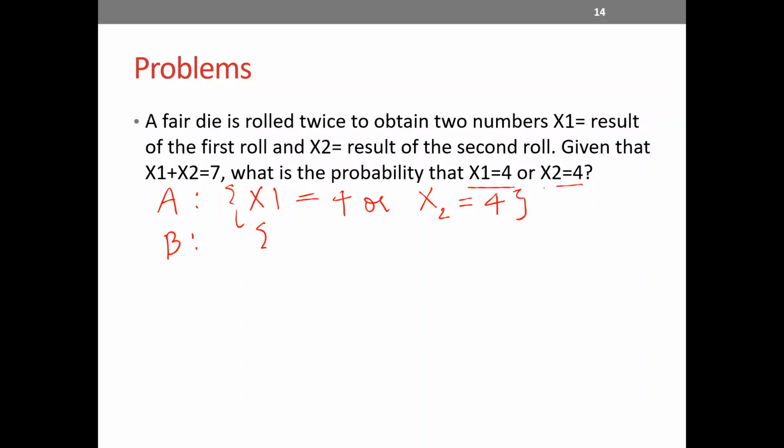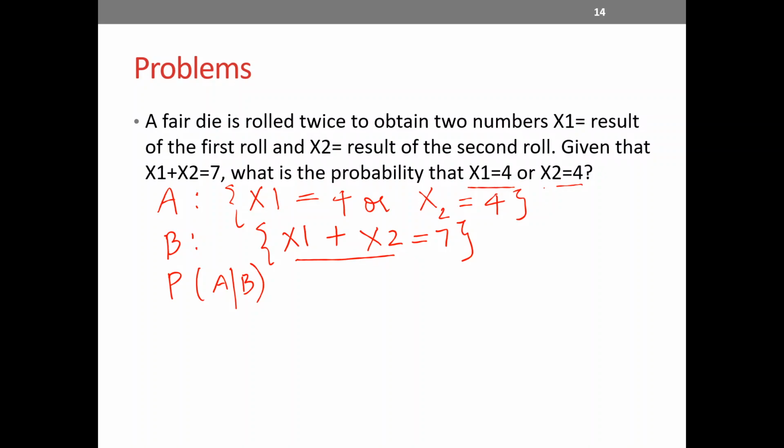What's given to me is that x1 plus x2 is 7. And what I need to find out is the probability that x1 is 4 or x2 is 4, given that this sum exists. So for this, I should find out A and B and also the probability of B. I can actually enumerate that here.